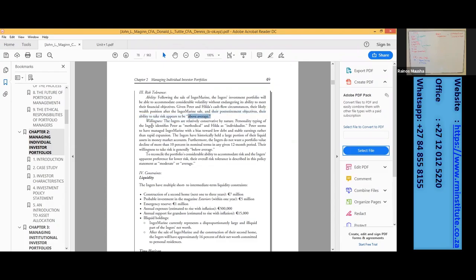Then we also look at the willingness to take risk. And here they say the Ingas are relatively conservative by nature. Personality typing of the Ingas identifies Peter as methodical and Hilda as individualist.